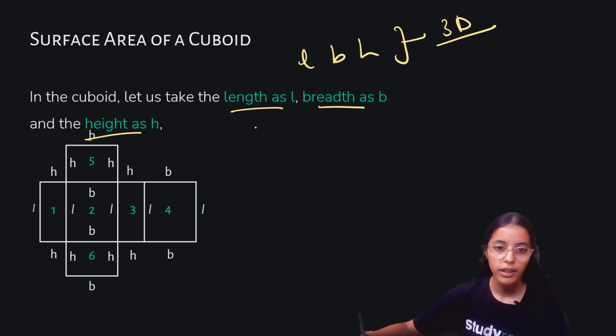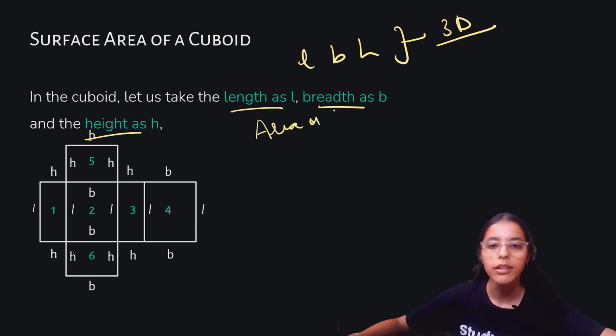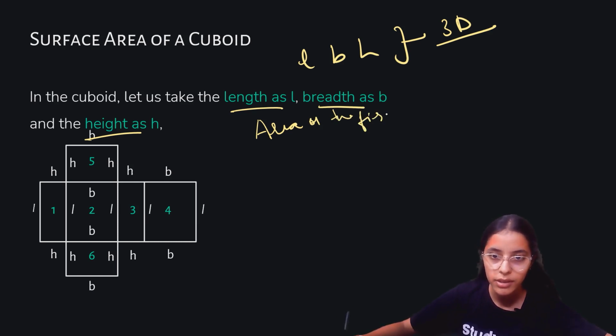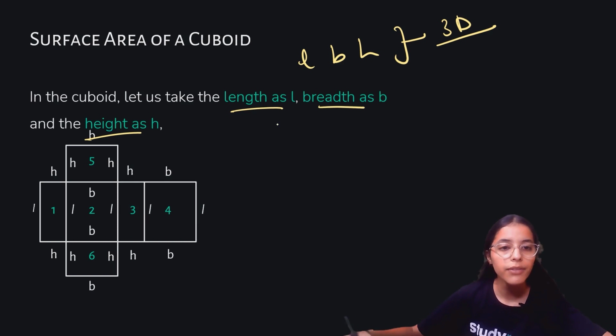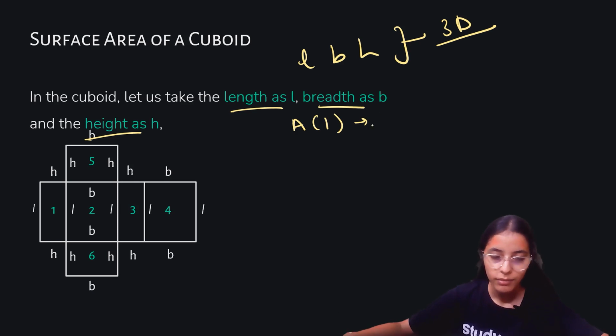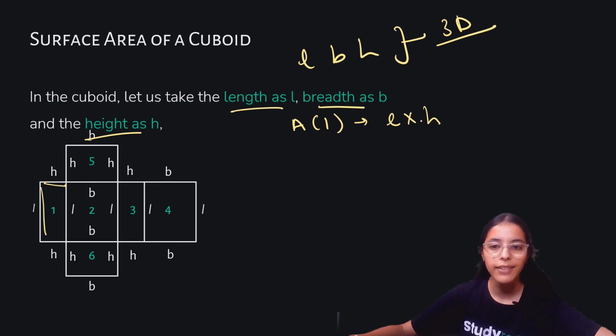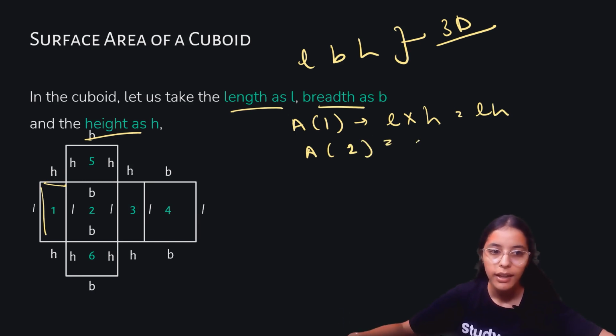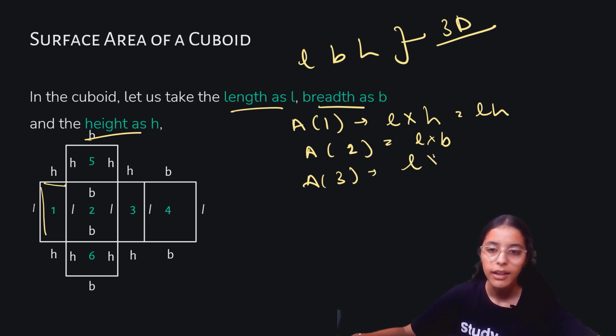So first let us find out the area. Area of the first face, area 1, would be length into breadth, and our breadth over here is height. So I'll just write height. We can see that it is length and it is height. So our first area is length into height, which is LH. Then area of the second face would be length into breadth. Then area of the third face would be length into height.